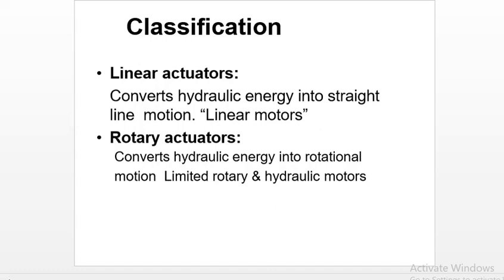It may be called a hydraulic cylinder or linear actuator. It extends and retracts a piston rod to provide a push or pull force to drive the external load along a straight line path. So the linear actuators convert the hydraulic energy into a straight line motion, and the rotary actuators convert the hydraulic energy into a rotational motion or a limited rotation.